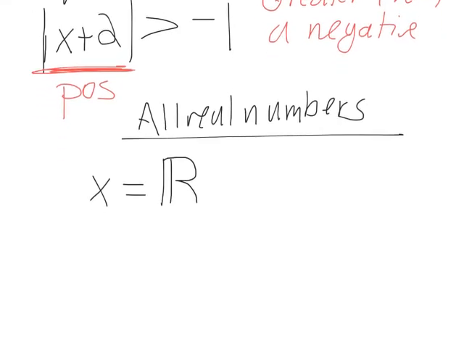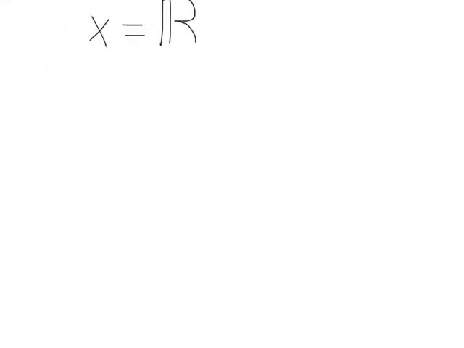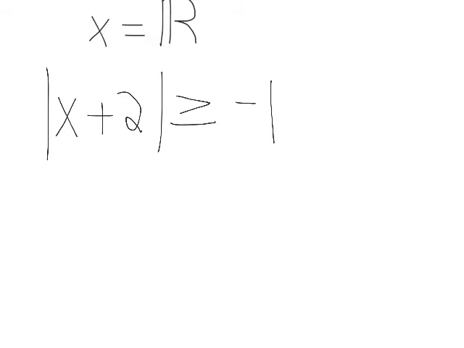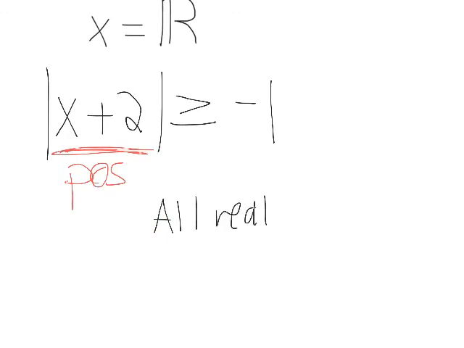Because anything that would come out of that absolute value is going to be bigger than the negative. So it doesn't really matter that there's an or equal to on there. That's still always going to be greater than, at least, okay? Because this is still always going to be positive, and a positive number is always greater than a negative. So again, the answer here is all real numbers.